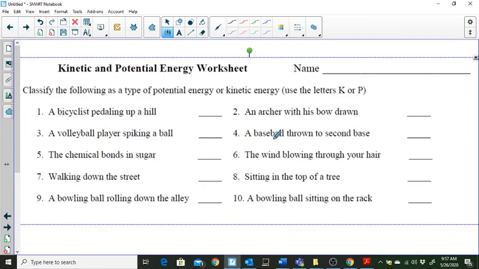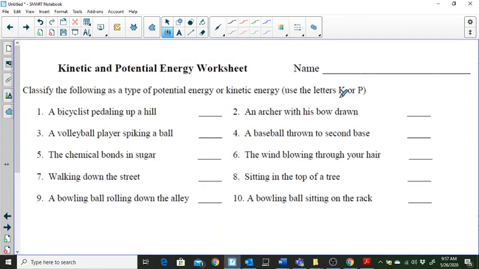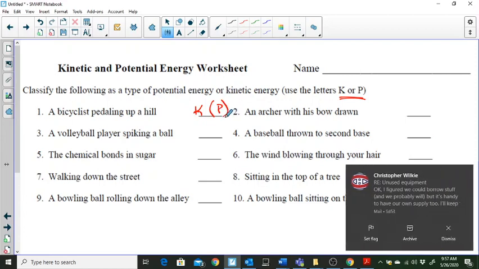I like this worksheet because it's really getting you to think about the relationship between kinetic and potential and to recognize what's kinetic and what's potential. So, a bicyclist pedaling up a hill. Well, he's pedaling up a hill. That really is motion, and so there's kinetic energy. The funny thing about it, though, is that he's putting kinetic energy into it. There's mechanical energy. He's turning the pedals and the cranks and so on, but he's going up a hill, so he's also gaining some potential energy. So just something to be aware of.